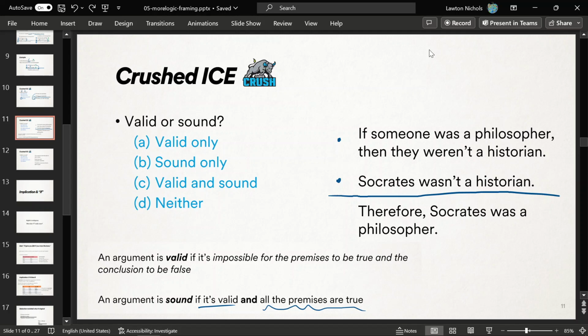Okay, I think it's valid in history because I feel like if someone was a philosopher, then they weren't historians. If Socrates wasn't a historian, I think that they do connect. These two sentences do connect because of "weren't" and "wasn't." That gives us keywords that they do connect. So look for keywords.